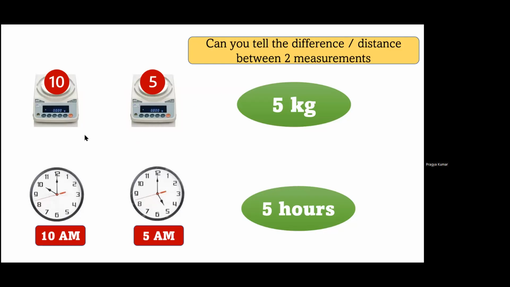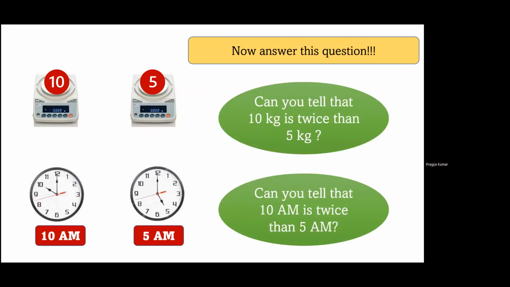Now coming to this second example. Can you say that the difference between 10 a.m. and 5 a.m. is 5 hours? Okay. So all of you are right. Now, coming to the second question. Can you tell with certainty that 10 kg is twice than 5 kg? Can you say that?